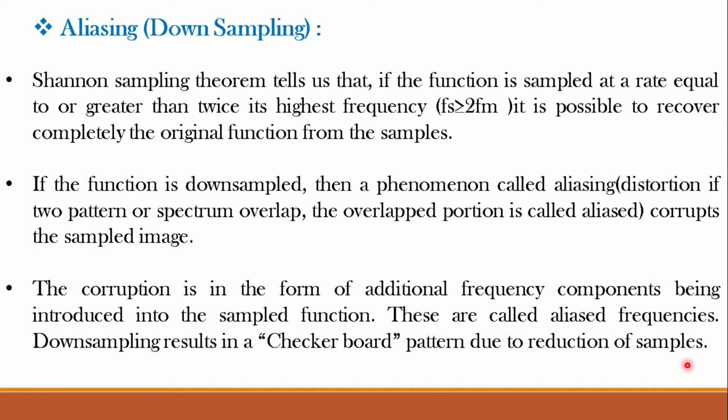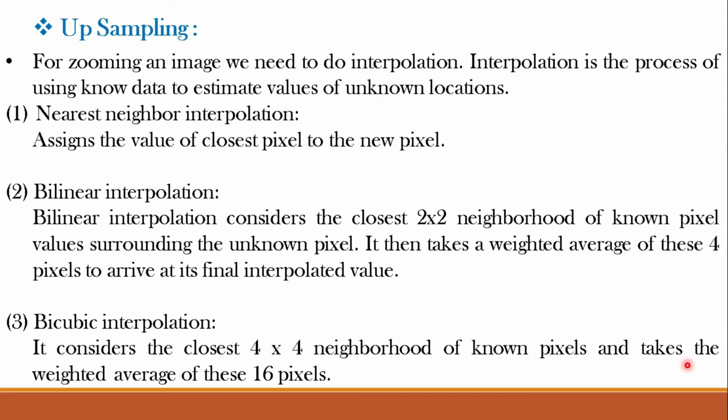But what happens when we want to zoom the image or we want to do upsampling? For upsampling, we are going to increase the number of pixels. So for zooming an image, we need to do interpolation. Why? Because we need to interpolate the mid values. See, there will be values for the first row and there will be values for the third row. You do not know the values for the second row. So you have to find the values of pixels of the second row, right? So here you need to do interpolation, and interpolation is the process of using the known data to estimate values of unknown location. So this interpolation can be of three types.